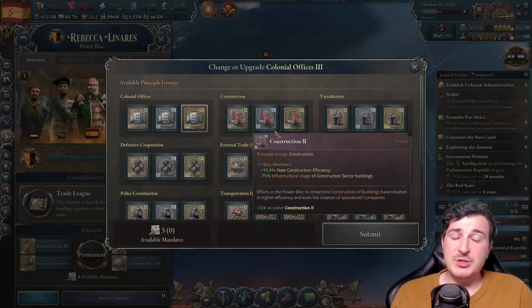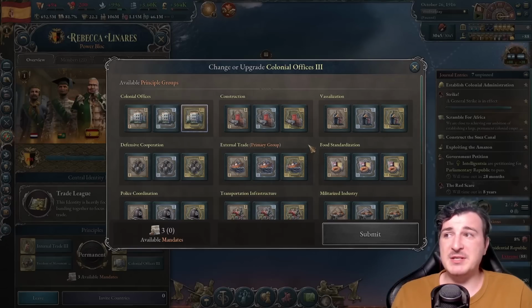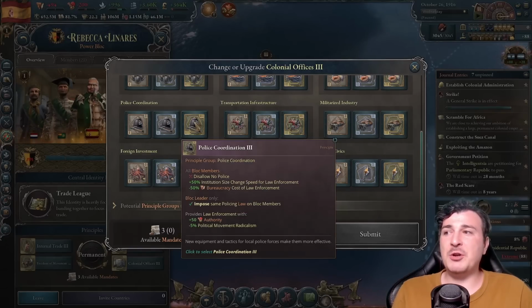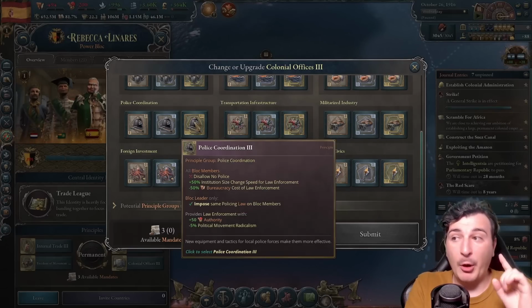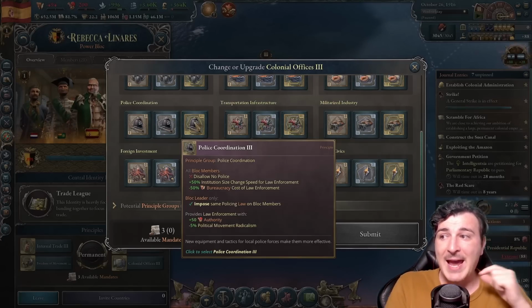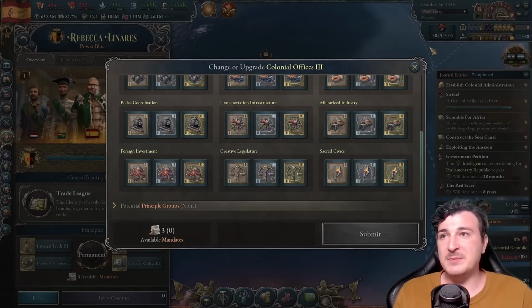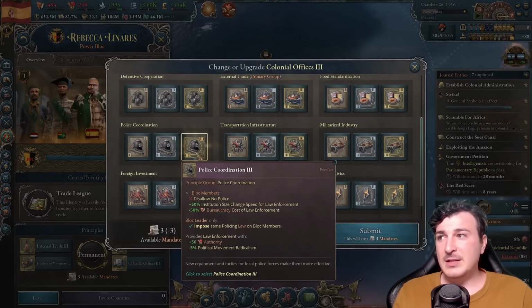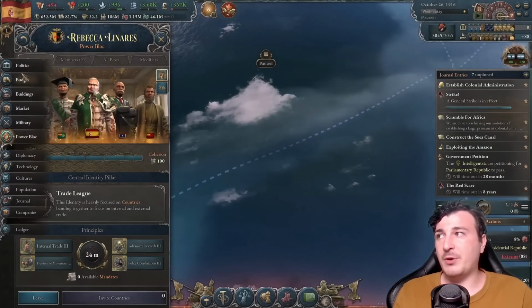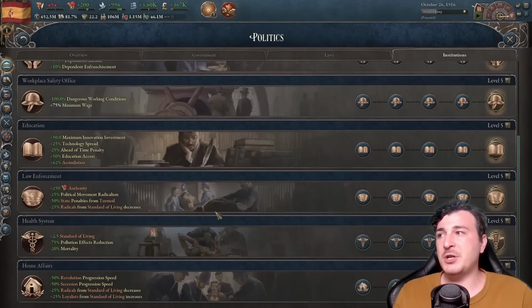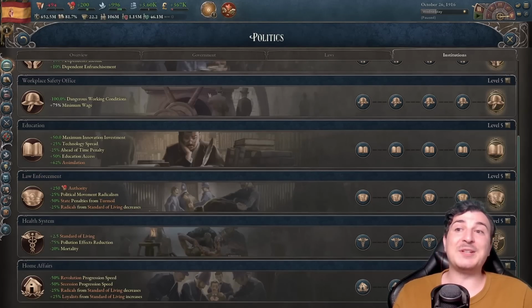There are some other principles that also increase your institution bonuses, like for example, police coordination will give you 50 authority per level of law enforcement and 5 political movement radicalism. So I'm just going to illustrate what I'm talking about here. Let's go ahead and get level 3 police coordination. Now if you go over to the institution, look at that. We get 250 authority minus 25 political movement radicalization from law enforcement level 5.